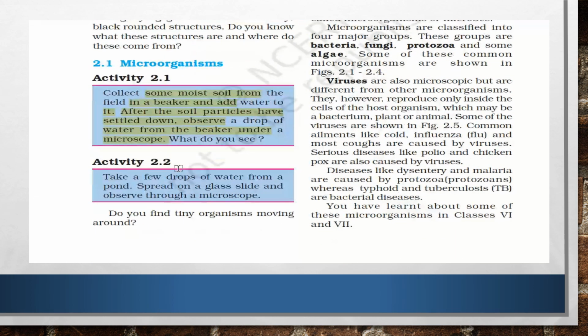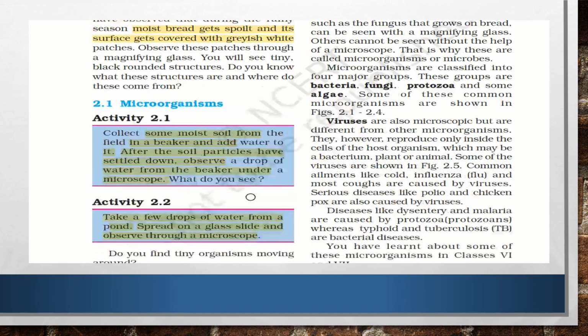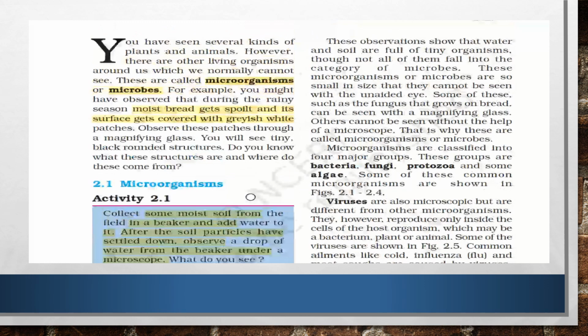Another thing we can do, we can take a few drops of water from a pond, spread it on a glass slide and observe through the microscope. Do you find any moving organisms? Yes, we do find several moving organisms in this water. These observations show that water and soil are full of tiny organisms, that is, microbes.